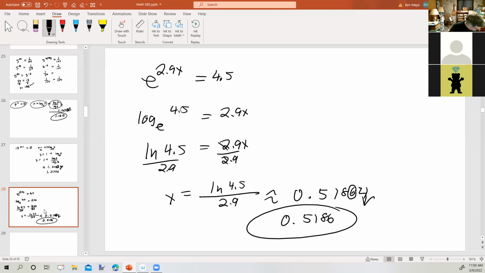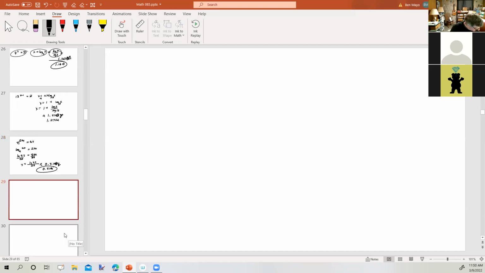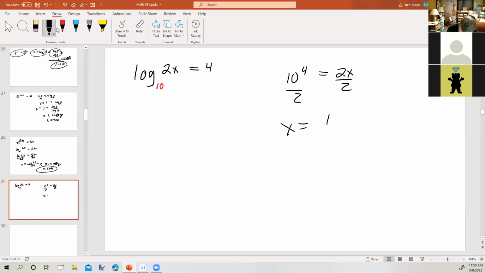All right, let's take a look at this problem. It says solve each equation. Log of 2x equals 4. Keep in mind that there is an implied base 10 because it just says log. I could take this logarithmic equation and rewrite it as an exponential equation. Solving for x, x equals 10 to the fourth power divided by 2, which would be 5,000. Any questions about that?